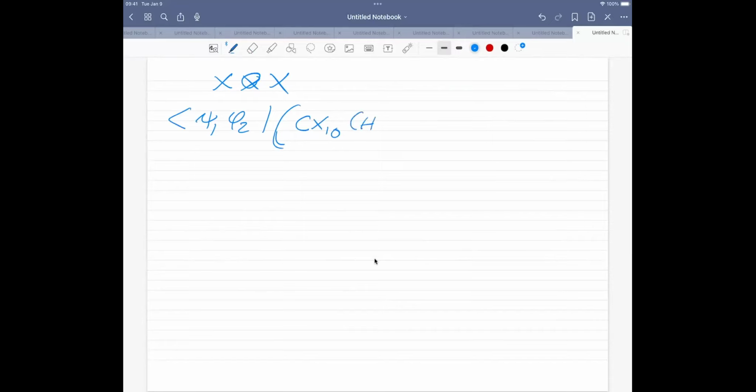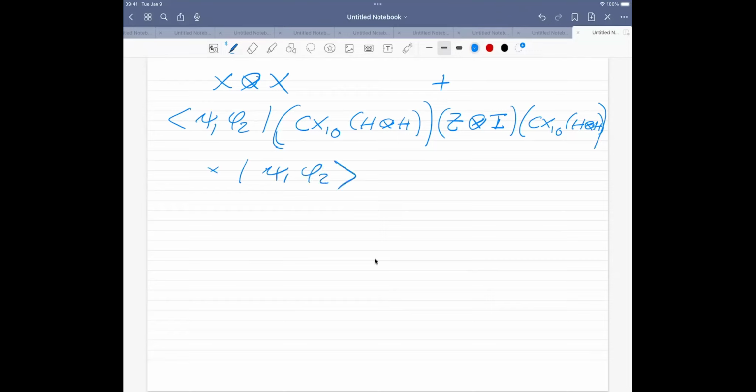And this is multiplied with a Hadamard, because we need the Hadamard gate when we transform the X gate into the computational basis. And then we have a C times I, multiplied with a CX10 and then the Hadamard. And this is then multiplied with psi1 and phi2. So that's a little bit more involved.